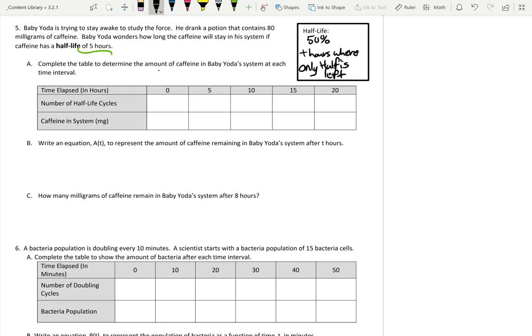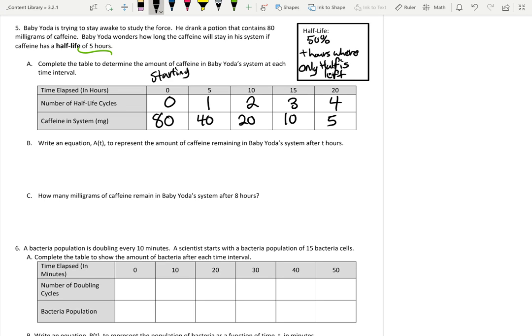So if Baby Yoda drinks 80 caffeine, that's how much he's starting with. How many cycles has he gone through yet? 0. Now, in 5 hours, he would have gone through 1. In 10, 2, 3, and 4. Now, he's going to have half remaining. So it's going to be 40, 20, 10, and 5.